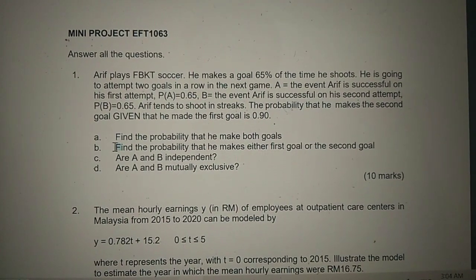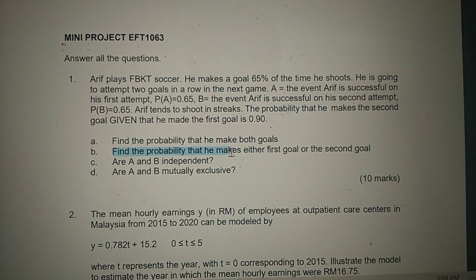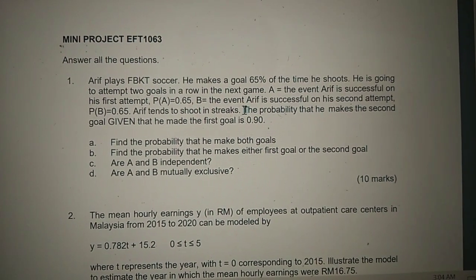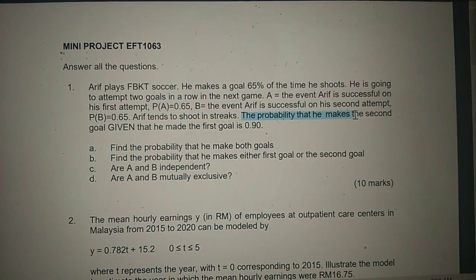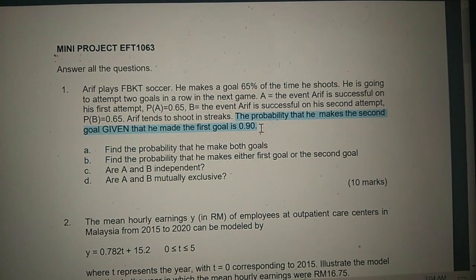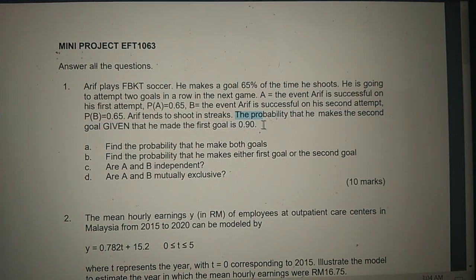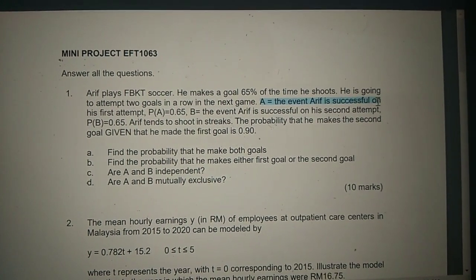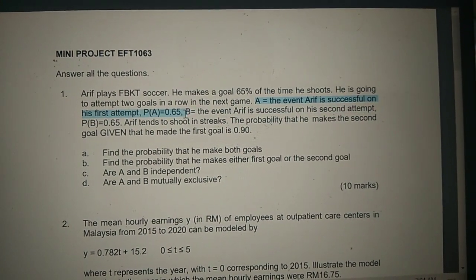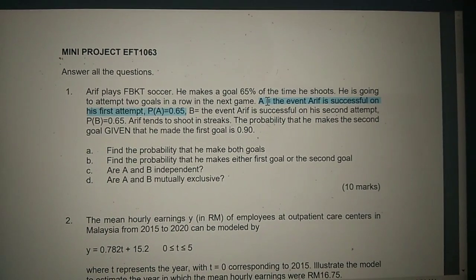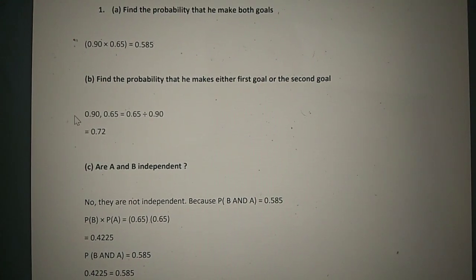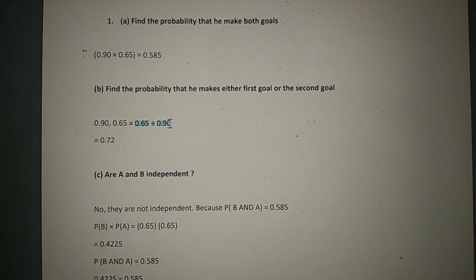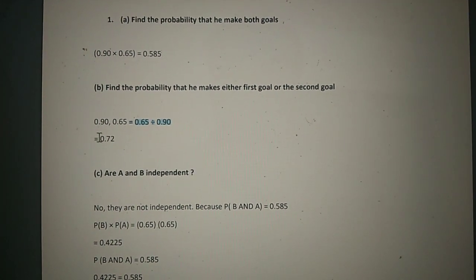Okay, for question 1B, it asks to find the probability that he makes either the first goal or the second goal. To find the probability, we need to divide the probability that he makes the second goal given that he made the first goal, which is 0.90, by A, which is the event Arif is successful on his first attempt, 0.65. So now let's look into the solution. Okay, now this is the solution for question number 1B. 0.65 divide 0.90, we will get 0.72.